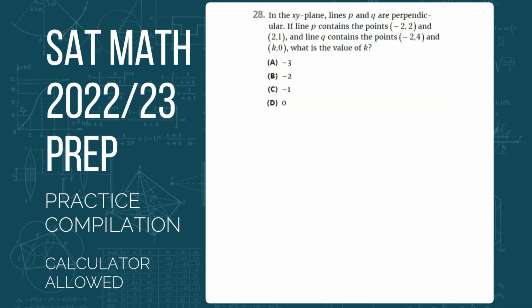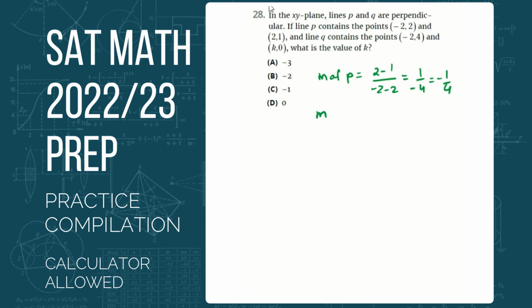In the xy plane, the lines P and Q are perpendicular to each other. If line P contains the points (-2, 2) and (2, 1), and line Q contains the points (2, -2) and (4, K), what is the value of K? The first thing we have to do is find the slope of line P, which is (2 - 1) over (-2 - 2), it's 1 over -4, which is -1/4.